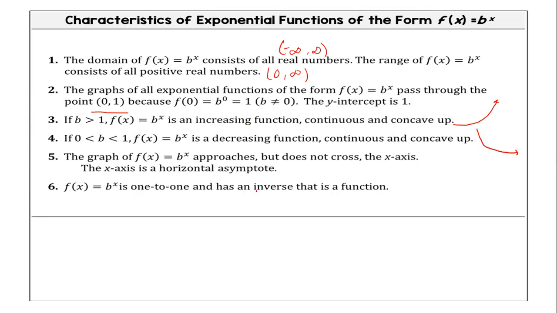It never crosses the x-axis because there is a horizontal asymptote at y equals 0. And this is a one-to-one function, because it passes the horizontal line test and the vertical line test when you're looking at it visually. Algebraically, for every x value there's only one y value, and for every y value there's only one x value. There are no shared outputs.